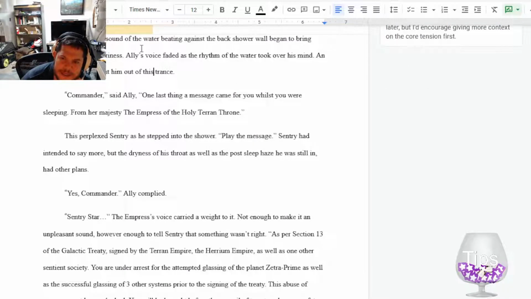Okay, the water against the shower wall. Centuries out of darkness, Ali's voice faded as the rhythm of water took over his mind. An abnormal ding brought him out of his trance. Commander, said Ali, one last thing. A message came for you whilst you were sleeping from Her Majesty, the Empress of the Holy Terran Throne.